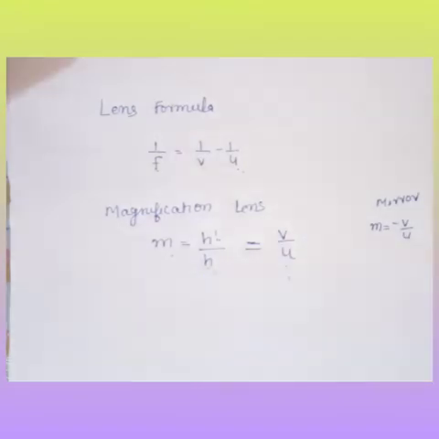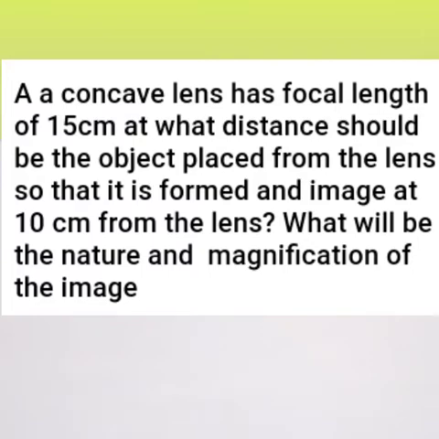Let's solve some problems related to spherical lenses. The first question: a concave lens has a focal length of 15 centimeter. At what distance should the object be placed from the lens so that it forms an image at 10 centimeter from the lens? Also find the magnification produced by the lens.